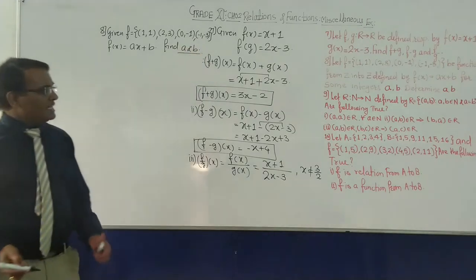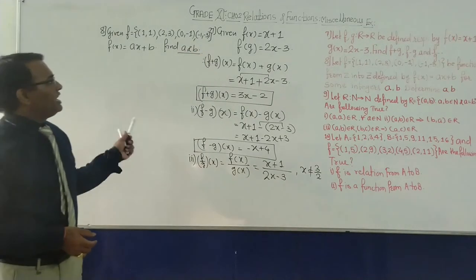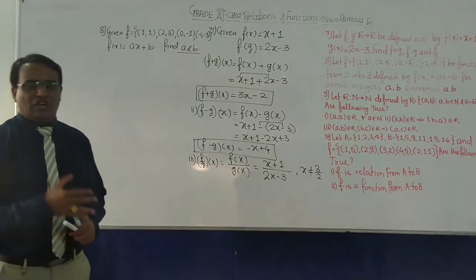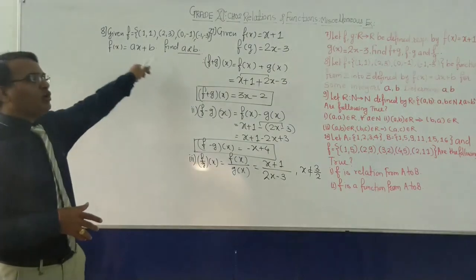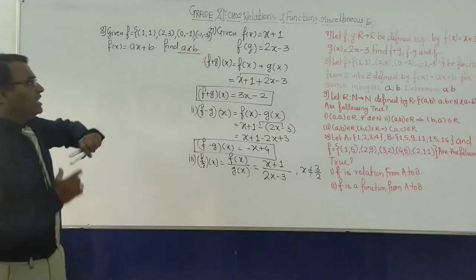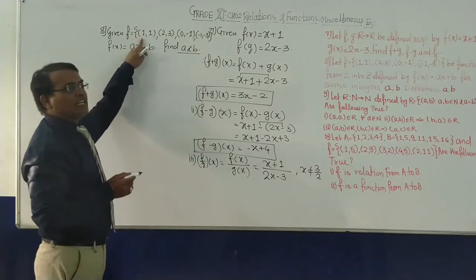Now here in this case, it is already given that f is a function. If f is a function, we know it is in the form of ordered pairs, and we know that if it is an ordered pair, the first element is what?